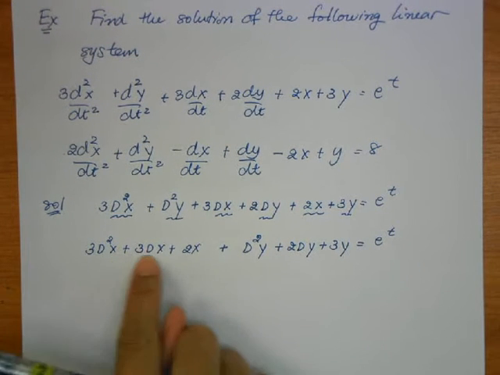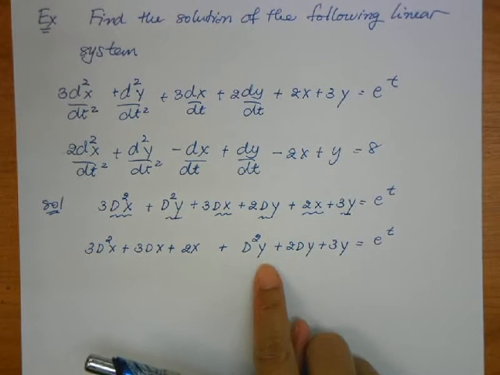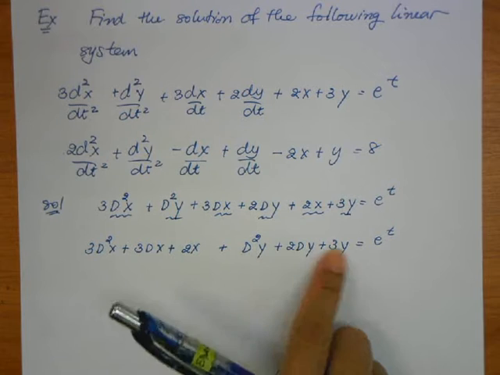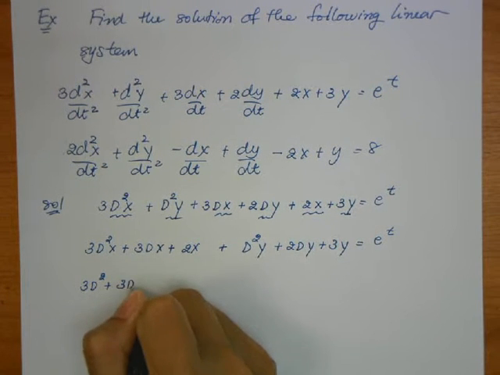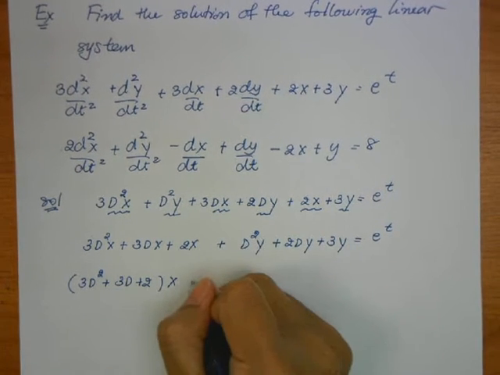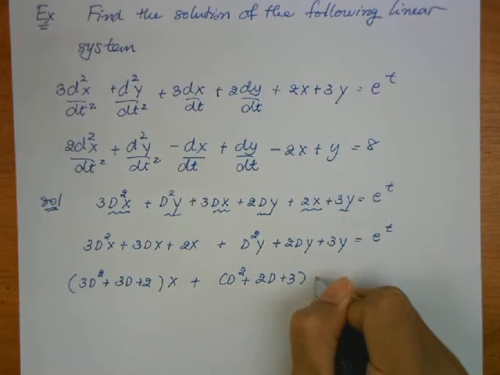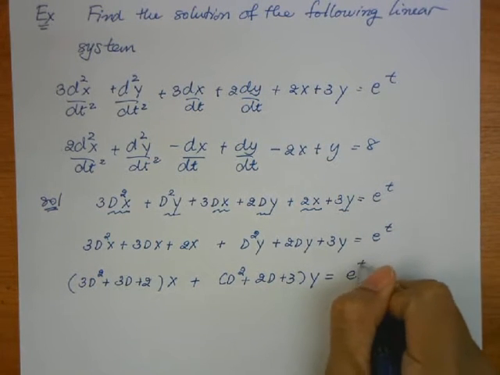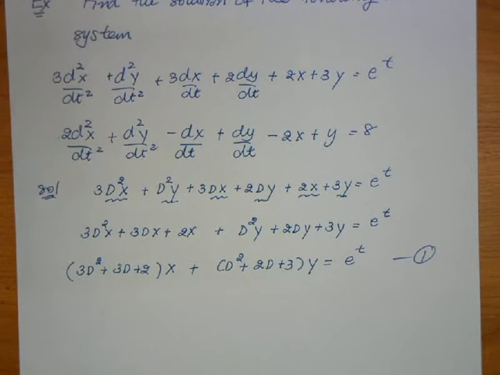The first three terms have x, so you take x out. The last three terms have y, so you take y out. You would get 3d squared plus 3d plus 2, the whole term times x, plus d squared plus 2d plus 3, the whole term times y. Put it as equation 1 and keep it there. Now you have the coefficient of x times x plus the coefficient of y times y equal to a function of t.